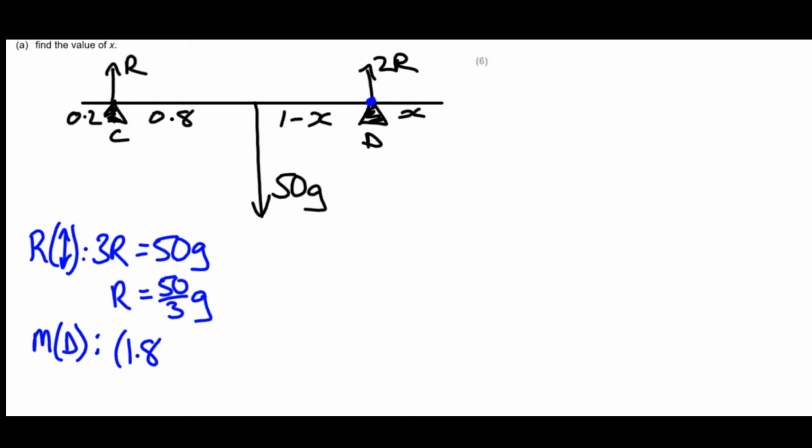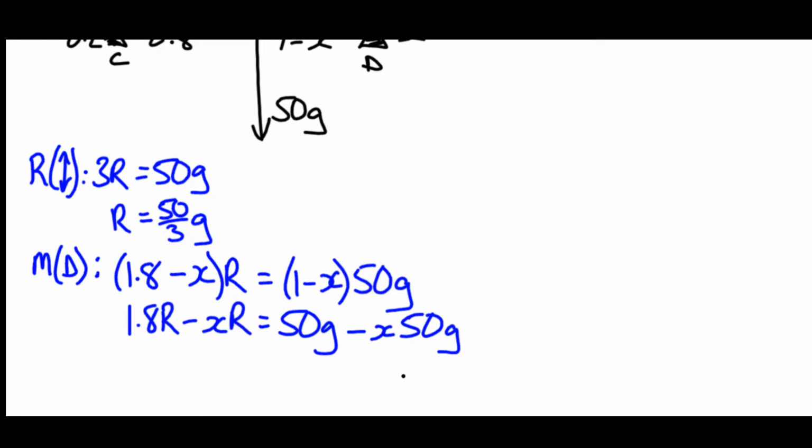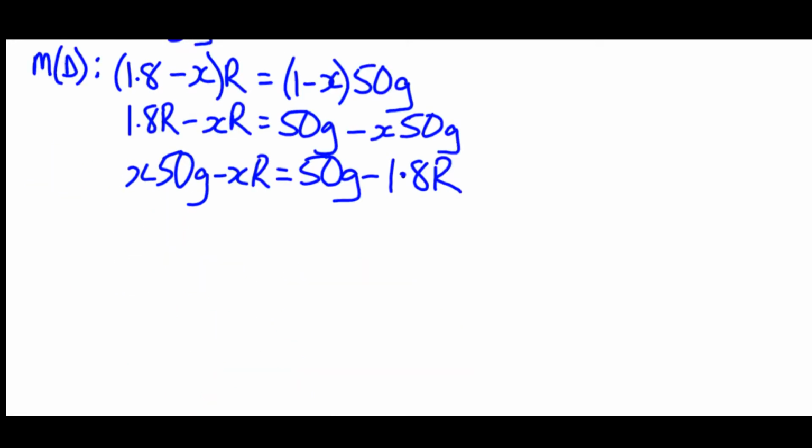So the distance to the force R is 1.8 minus x. Multiply that by R. That's my clockwise moment. The distance to the 50G is 1 minus x. That's my anti-clockwise moment, and they should be equal to each other. If I expand and simplify, trying to make x the subject, that should be enough for me to solve for x. I recommend that you keep things in terms of G. There's no need to have those large, unwieldy numbers. G's are actually good, and they might even cancel out by the time we get to the end of the question.